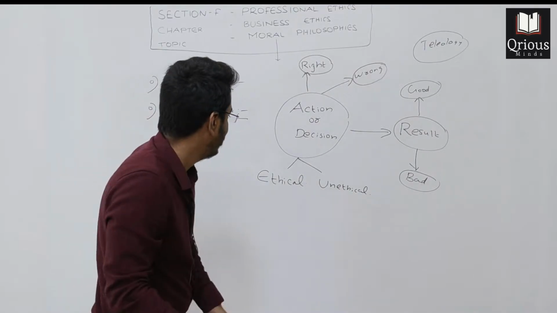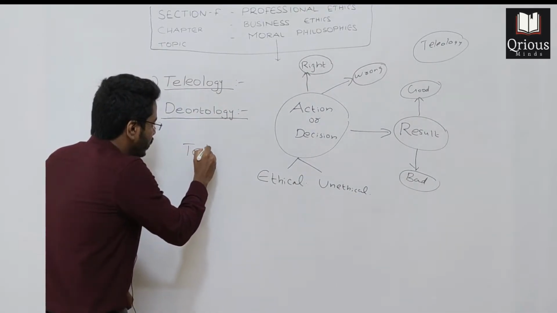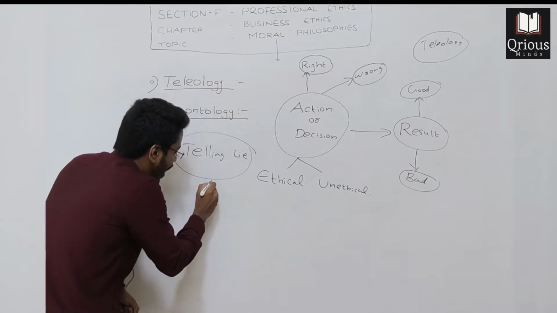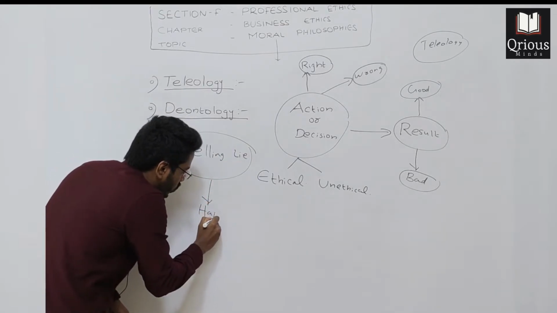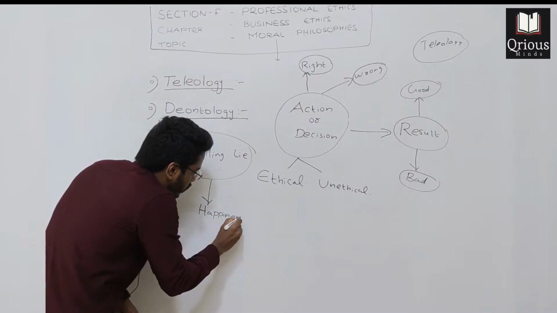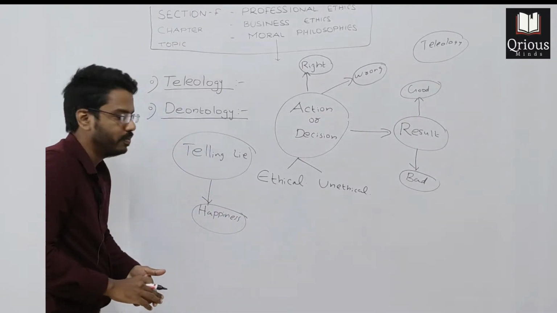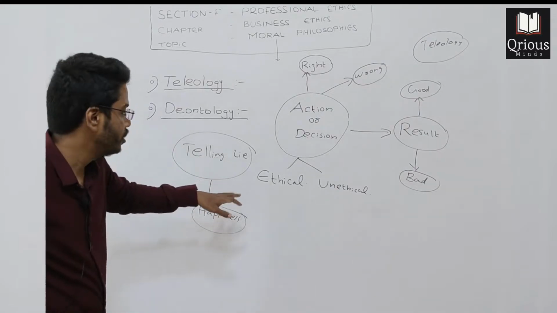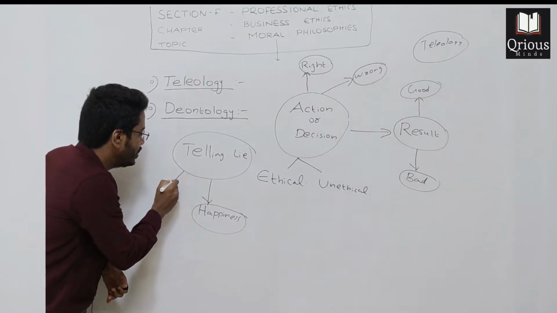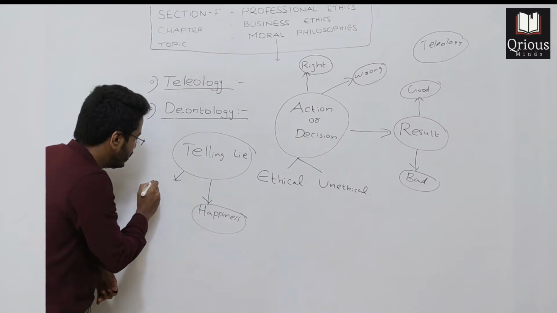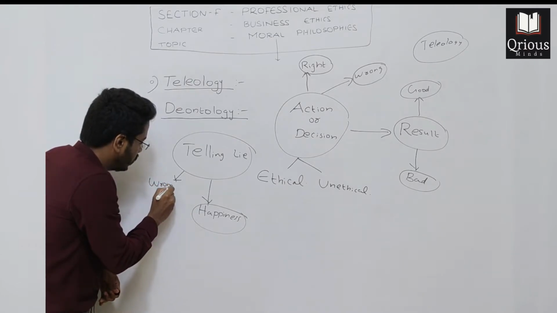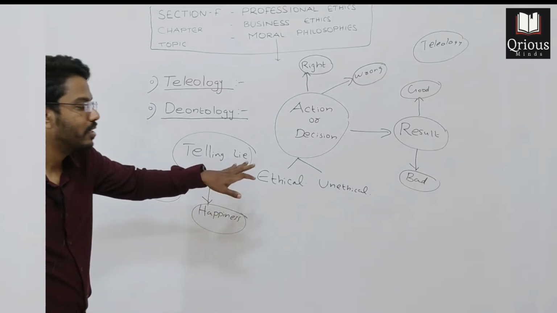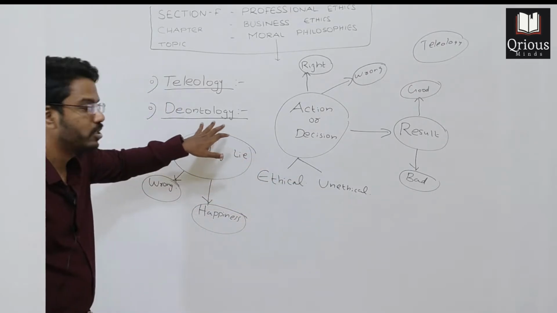And let's go back to the previous example. Telling a lie brings happiness in another person's life. So as per deontology, this telling a lie, that is this action in itself, is a wrong action. So telling a lie is a bad thing. Telling a lie is unethical as per deontology.